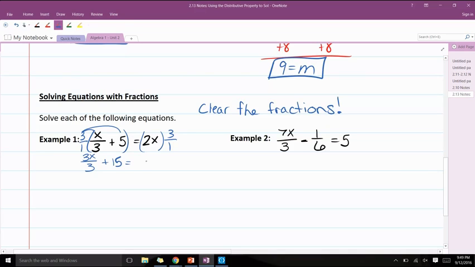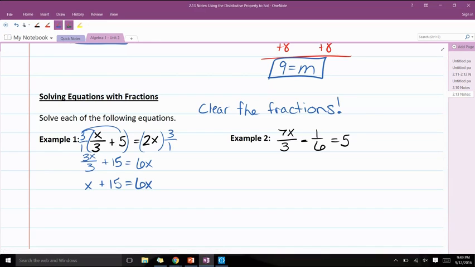And on the other side, 2x times 3 is 6x. You're thinking, okay, Brescia, great, I solve a fraction. Well, what's 3x divided by 3? Just 1x. So we have x plus 15 equals 6x. Well, this is nice, because now we don't have a fraction anymore.